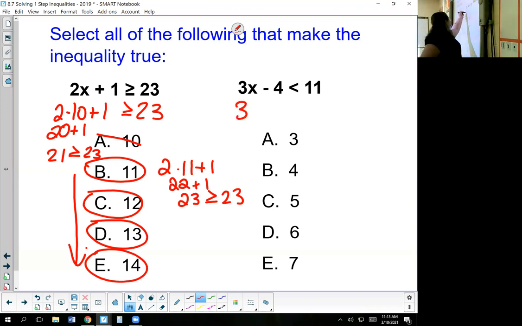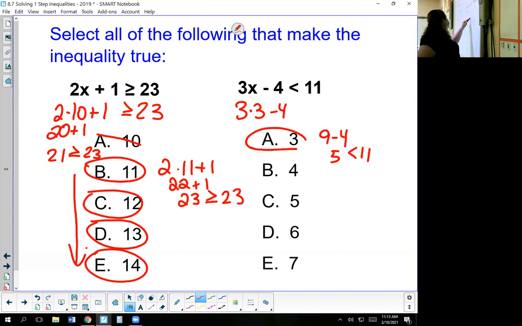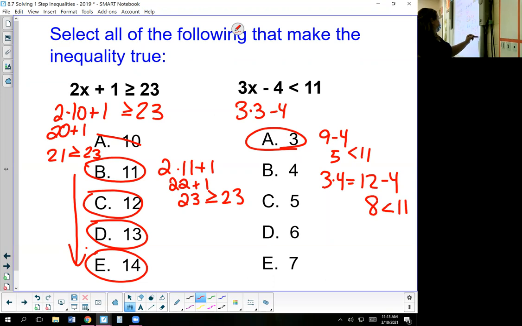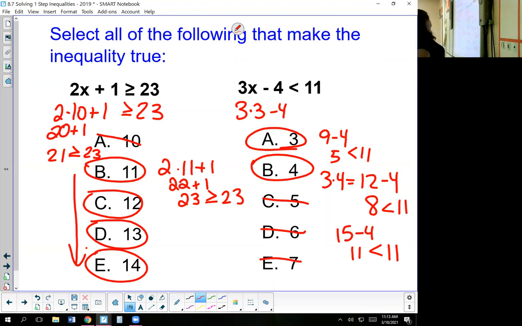Same thing here. 3 times 3 minus 4. 9 minus 4 is 5. 5 is less than 11. It is. 3 times 4 is 12. 12 minus 4 is 8. Is 8 less than 11? It is. 5 times 3 is 15. 15 minus 4 is 11. But is 11 less than 11? It is not, because it's not equal to. So that means all the numbers there.